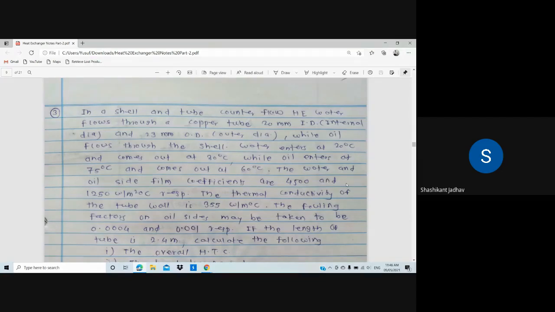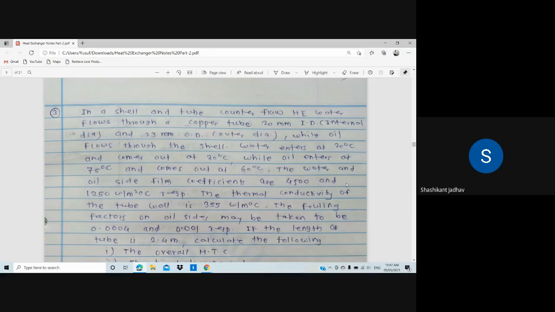The following fouling factors on oil side may be taken to be 0.0004 and 0.001 respectively.